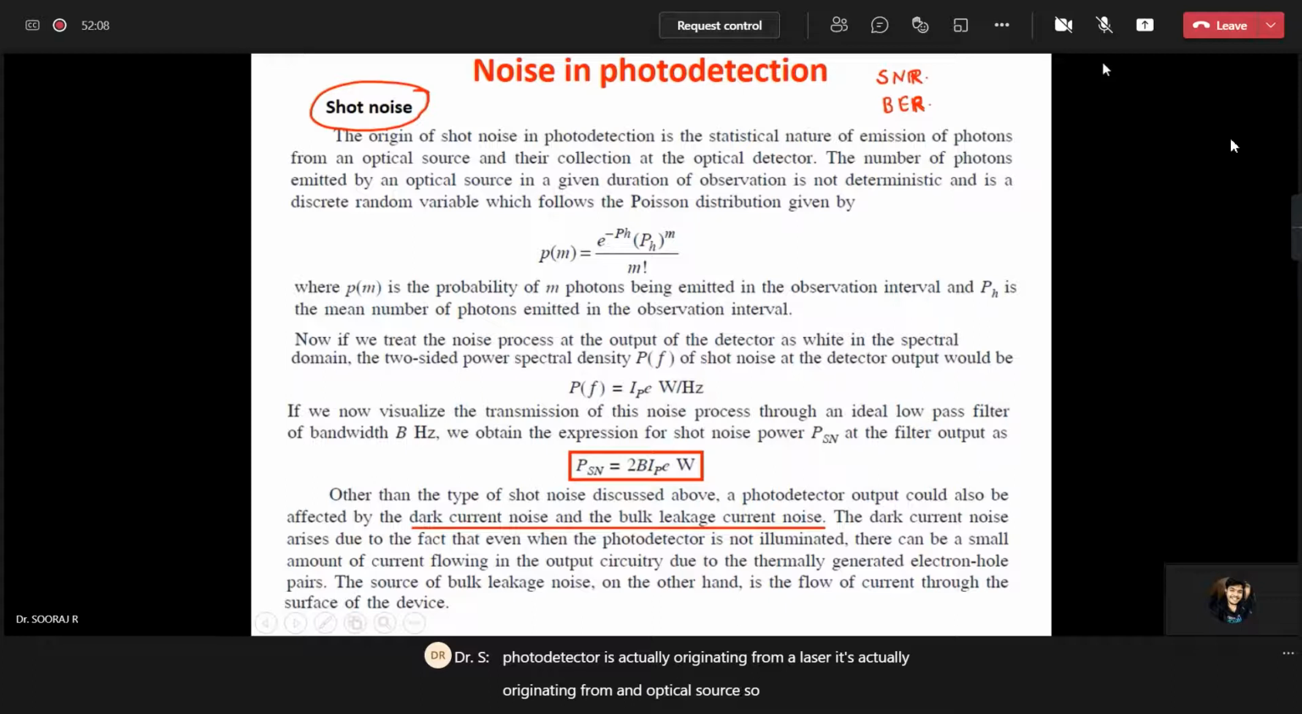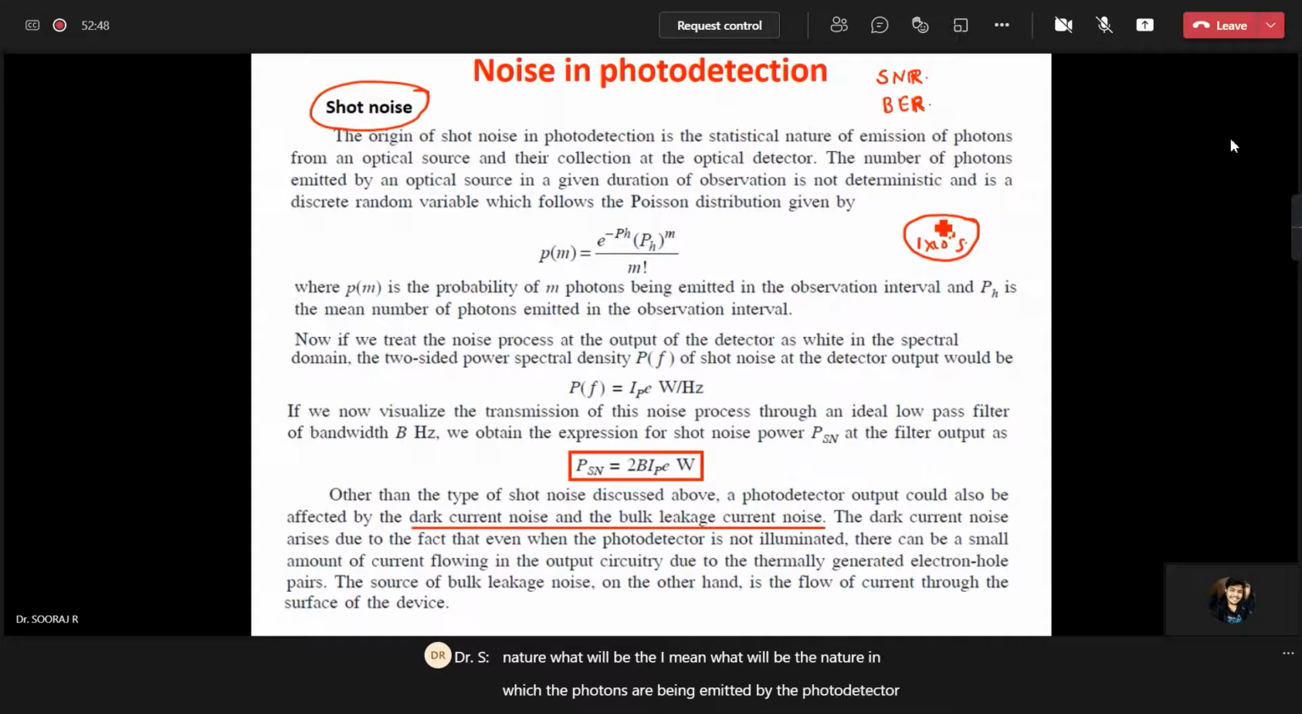So optical sources usually emit photons in a random fashion. There's always a statistical nature for the emission of photons from the optical source. So if you have a given time duration, let's say a 1 bit duration, and let's say the 1 bit duration is 1 microsecond, so 1 into 10 raised to minus 6 seconds. In that time, you cannot be really sure how many photons will be emitted by the laser, and what will be the nature in which the photons are being emitted.